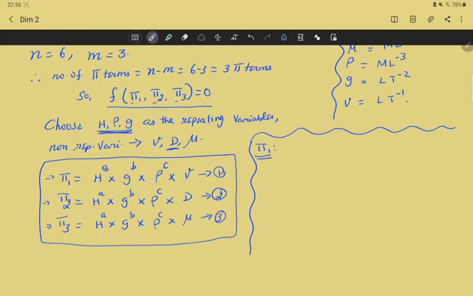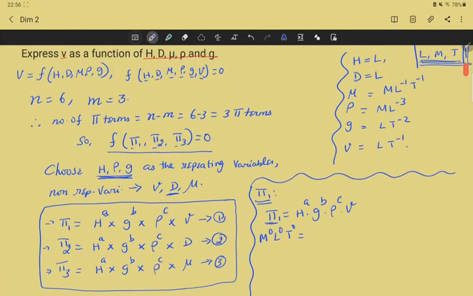Pi 1 term, pi 1 equals h power a times g power b times rho power c times velocity. What is the dimension for pi 1? Exactly, pi 1 does not have any dimension. So m power 0, l power 0, t power 0 equals, what is the dimension for h?